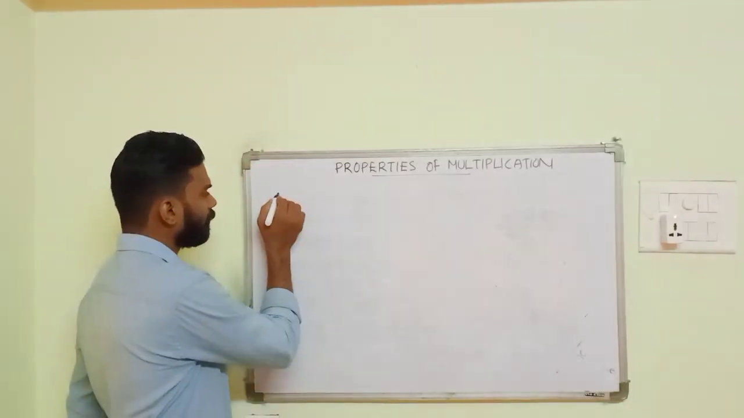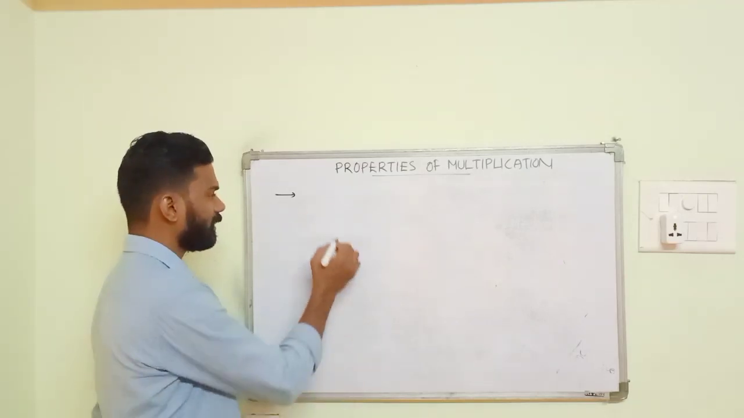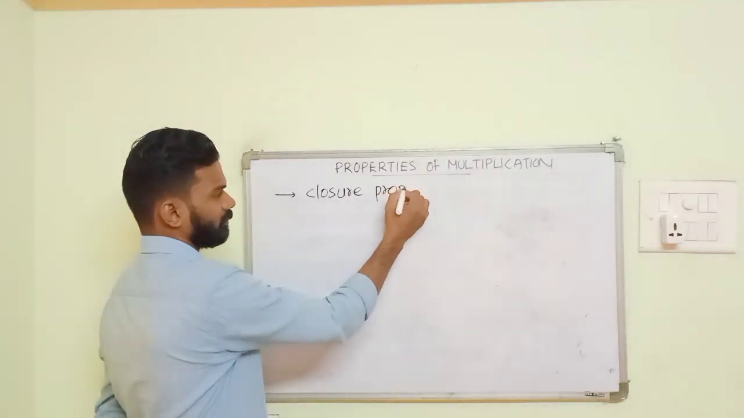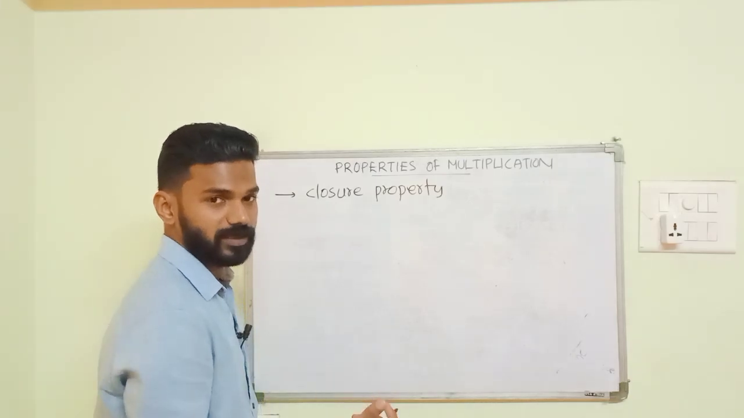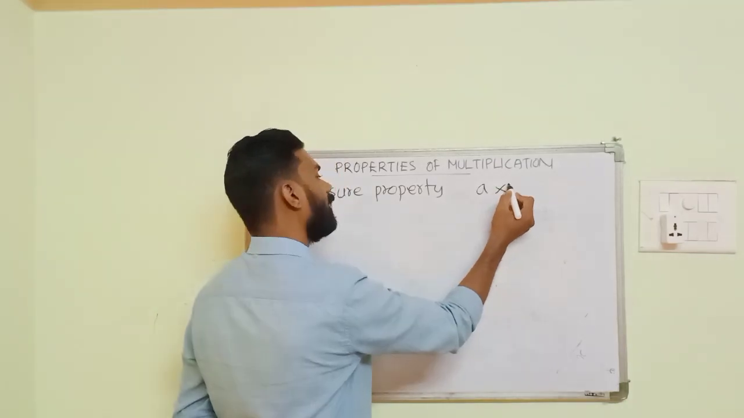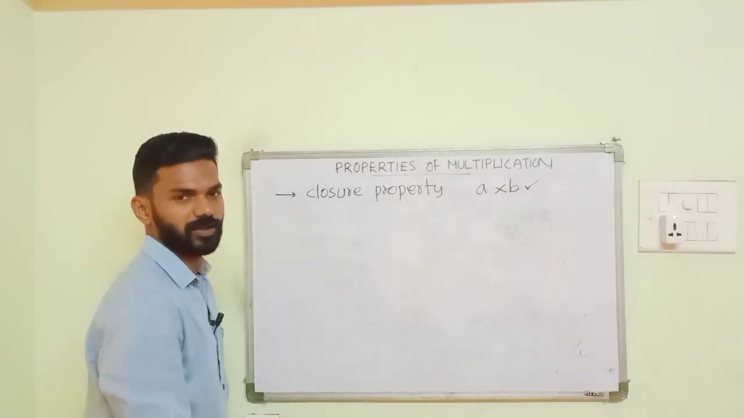Do you remember, in our previous class we were discussing the properties of multiplication. In properties of multiplication, we discussed some important, common properties. One is the closure property. Suppose A and B are two whole numbers, then A into B also will be a whole number. This is called the closure property.